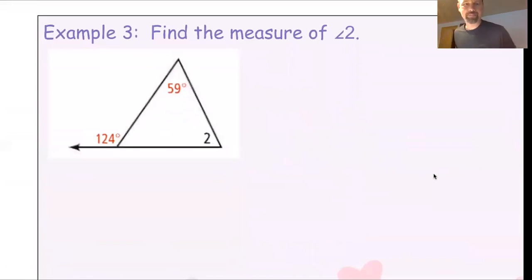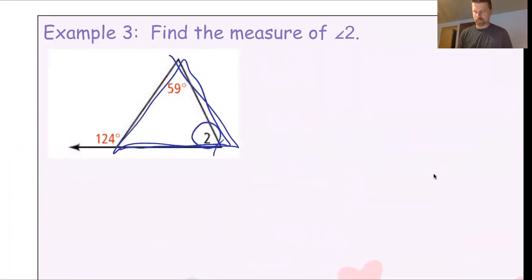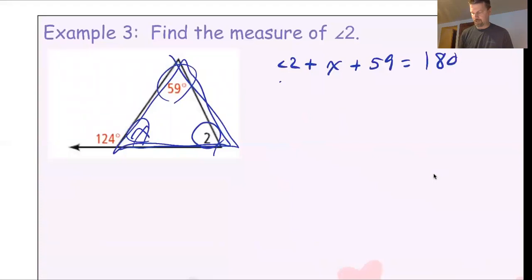Last step. Same type of problem. I've got a triangle here. I want to find angle two, but to do that, I would need all three of these angles, right? Whatever that one is, let's call it x. I know angle two plus that missing angle x plus 59, since those are in a triangle, that'll have to be 180. I can't do much with this right now because I don't know x or two. So before I do any more there, I'm going to have to go back to my problem and see if I can figure out what this x is.